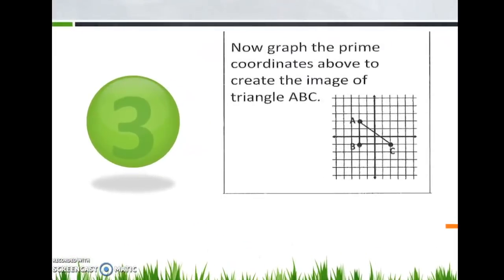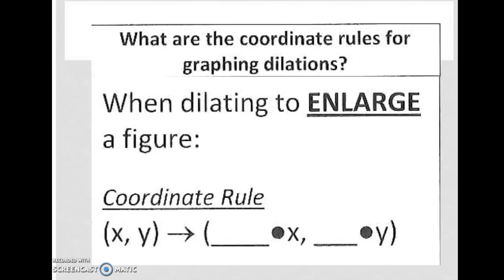Step 3, now we are going to graph the prime coordinates. So A prime is -4, 4, plot that there. B prime is -4, -2. And C prime is 4, -2. Now after we graph the coordinates, we're just going to create our image. So we just dilated triangle ABC with a scale factor of 2. Hope that makes sense.